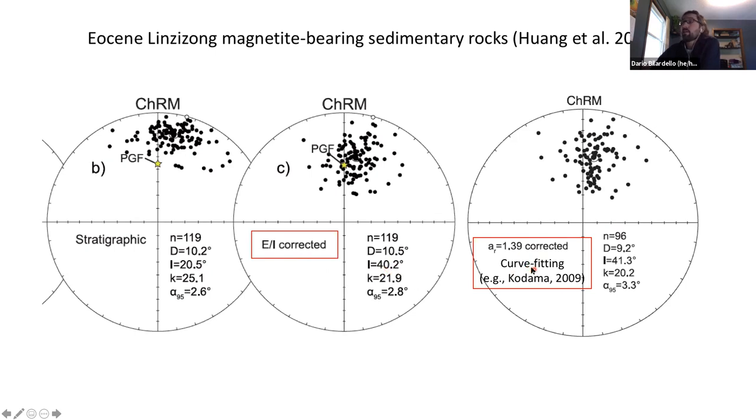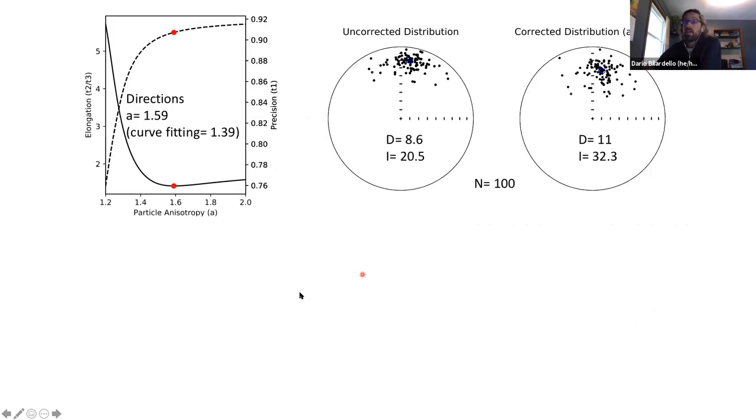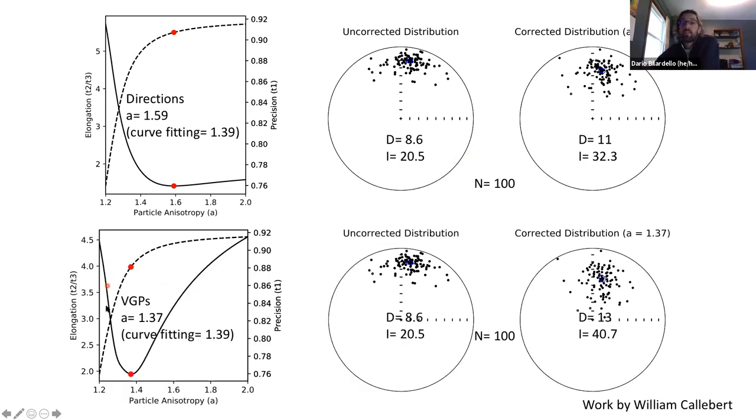They used Kodama's curve fitting technique, A factor 1.39, and they obtained an inclination corrected to essentially the same value as the eye technique. If we look at the distribution of directions, we obtain an A factor of 1.59, which is somewhat higher than the curve fitting technique, resulting in a smaller inclination correction. But when we look at the distribution of VGPs, there's a very distinct minimum corresponding to an A factor of 1.37, which is in very good agreement with the curve fitting technique and results in an identical corrected inclination.